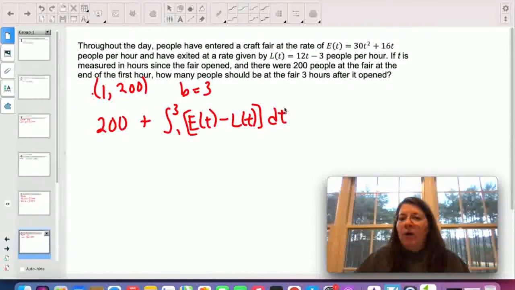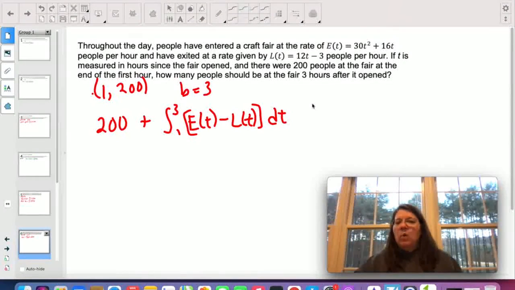And then this part right here is a little bit different. They didn't just give us one equation for the rate of change. They gave us 2 of them. They said that people have entered the craft fair at a rate of this function, and then they are leaving at a rate given by this function. So if they're coming in at this rate and leaving at this rate, if we subtract those 2 from each other, we'll have how many are still there at hour 3.